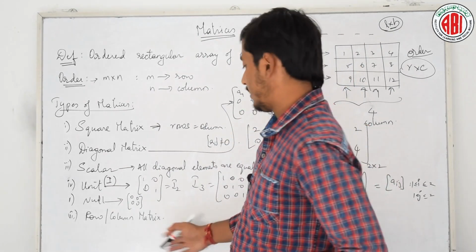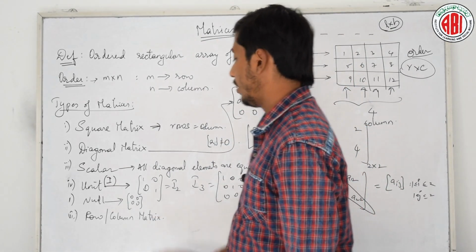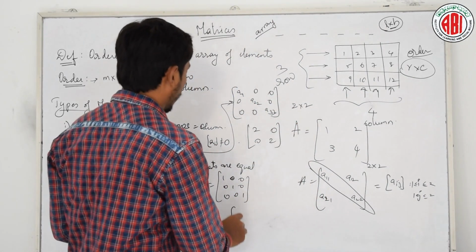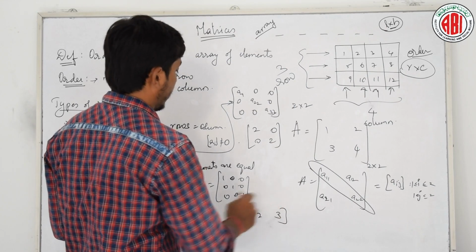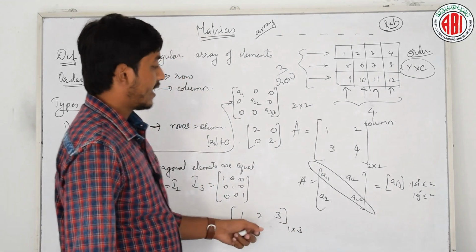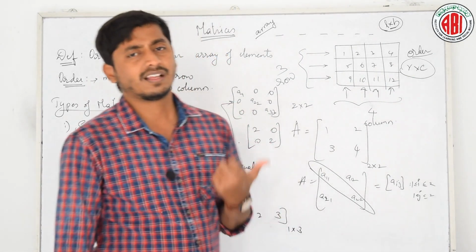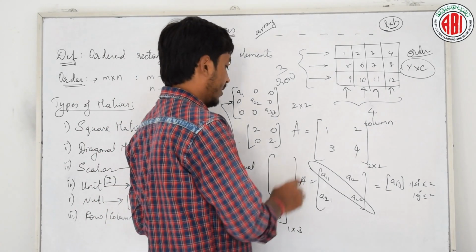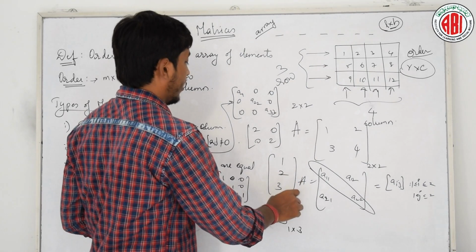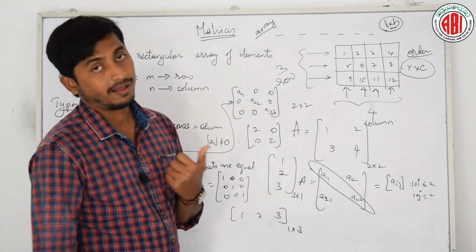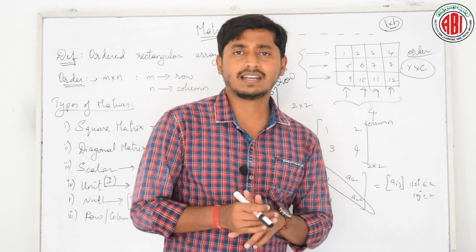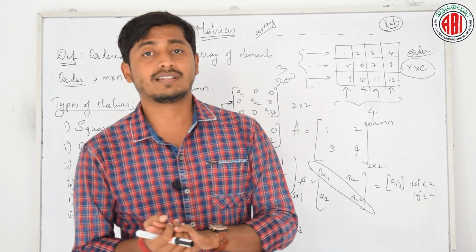Clear? And the last kind is the row or column matrix, right? For example, if a matrix just has a single row, let us say 1, 2, 3 like this. How many rows does it have? 1 row and 3 columns. Such a matrix is called a row matrix. Then what about the column matrix? Can I call this a column matrix? Yes. How many rows does it have? 3 rows and 1 column. Therefore, I can call it a column matrix. Is it clear? Is it not interesting and easy to understand?